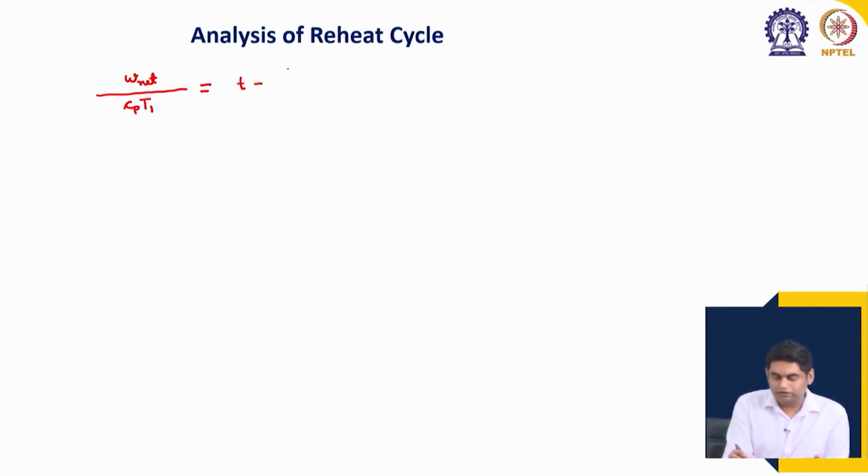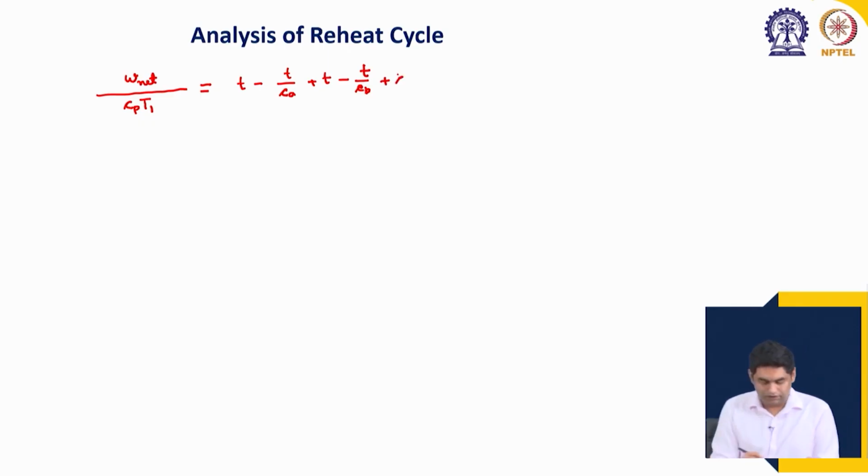T minus T by C A plus T, like what we have derived in the previous slide, I am rewriting, minus T by C B plus minus C minus C plus 1. Okay. So, this is the net non-dimensional net specific work output. Efficiency also we can find a general expression, but we will do it later, there is a reason for that.